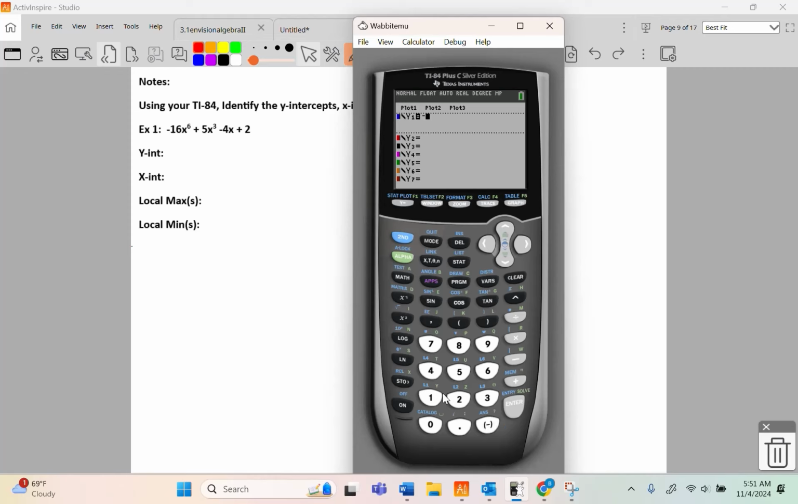This is a negative 16x to the 6. If you're thinking like I am, it's going to start low and end low. What happens in the middle? Nobody knows unless you make tables, or it's something nice that factors, and this is probably not. Zoom 6.